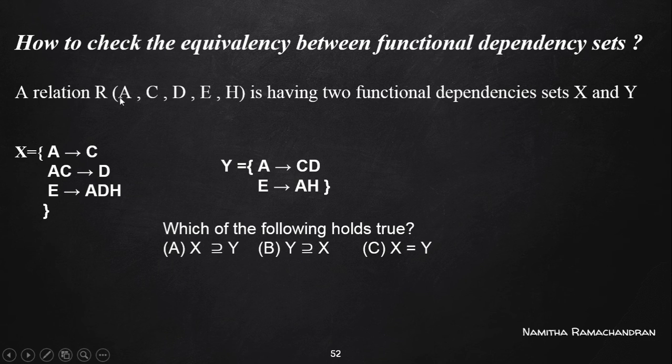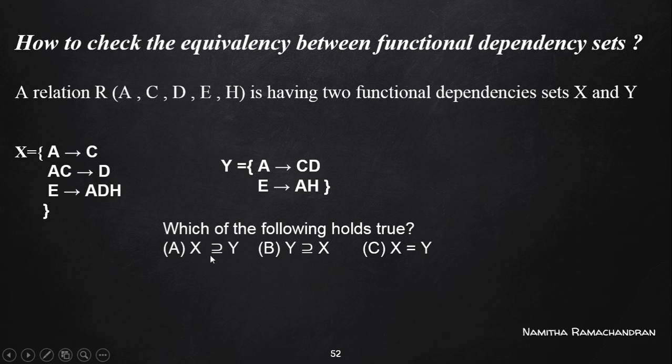A relation R with attributes A, C, D, E, H, and two sets of functional dependencies. X is a set with three dependencies: A implies C, AC implies D, E implies ADH. And the next set Y is A implies CD, E implies AH. And the question is, which of the following holds true here?